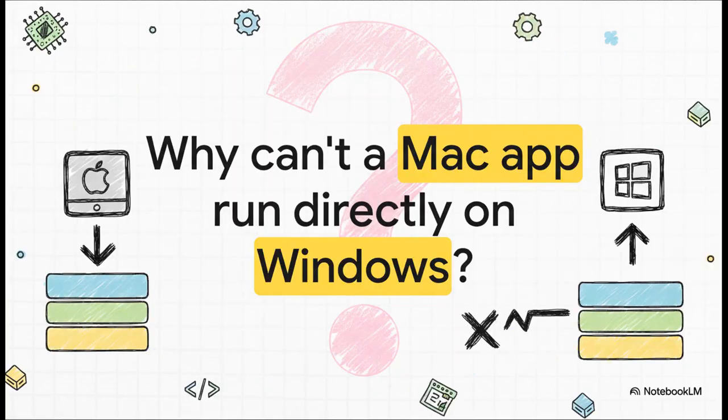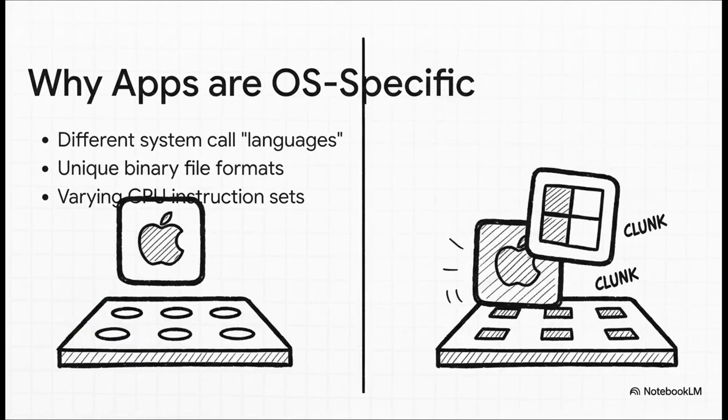You know, this whole idea of system calls actually helps us answer a really common question. If all these programs are just making requests, why can't an app built for a Mac just run on a Windows machine? Well, the simple answer is they're speaking completely different languages.